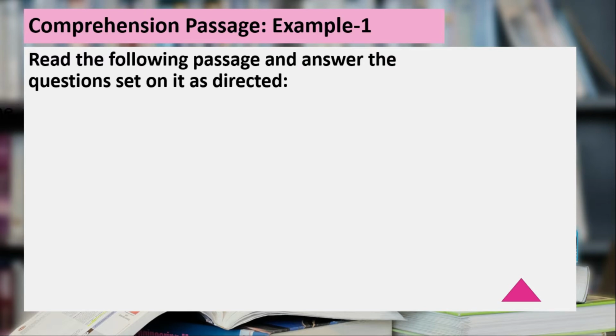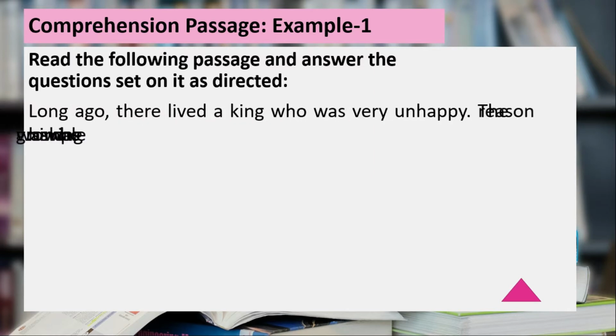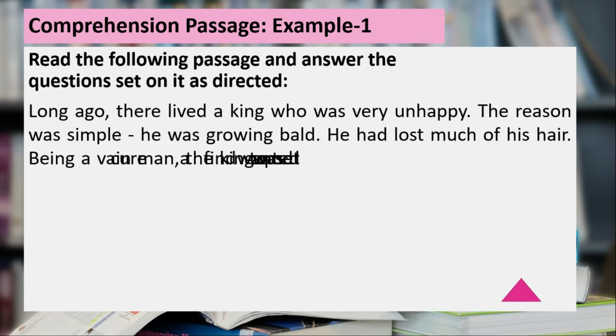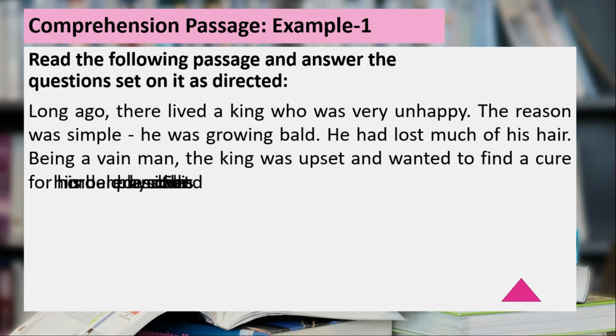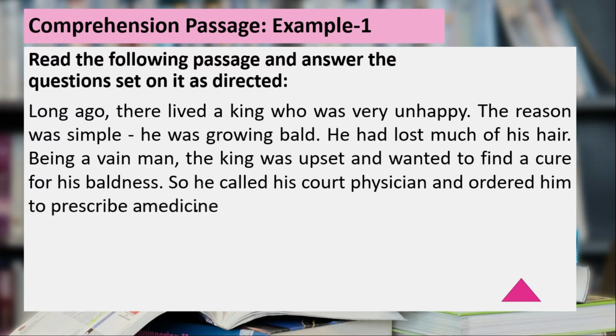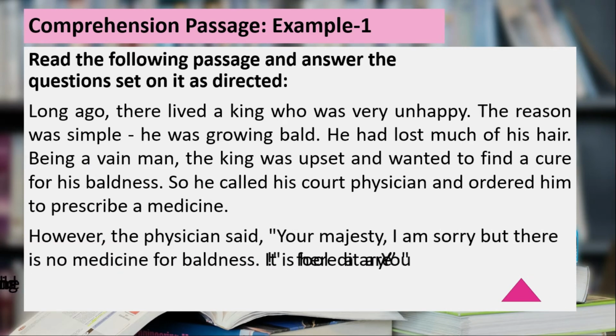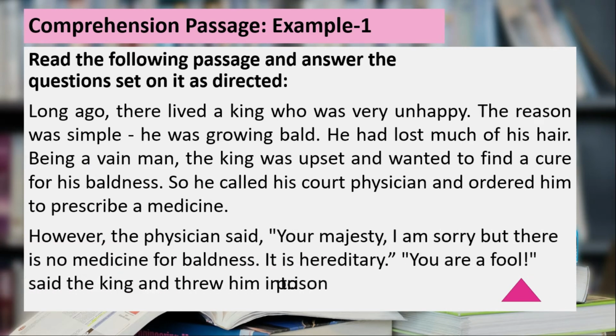See, here is a passage that is about a king. So let's make a quick silent reading of the passage. You can see here that it is about a king. He was very unhappy and the reason was simple. What was the reason? He was growing bald, and he had lost much of his hair. He was a vain man, in gloom and upset, and wanted to find a cure for his baldness.